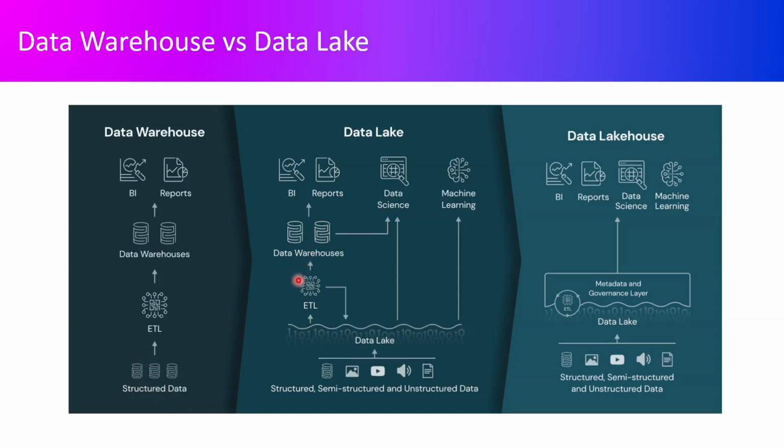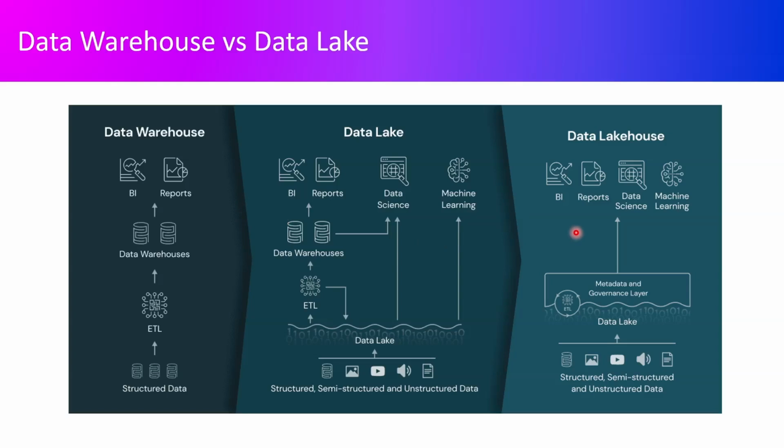Then came the data lake. A data lake is a place where you can dump all your raw data in any format, basically structured tables, JSON files, IoT sensor streams, even videos or images. It's cheap and scalable, but without governance and performance optimizations, data lakes often turn into what's called a data swamp, full of messy and hard to use data. So organizations ended up using both a lake for raw storage and a warehouse for analytics and reporting. That meant duplicating data, moving it around, and managing two systems, which was costly and complex.